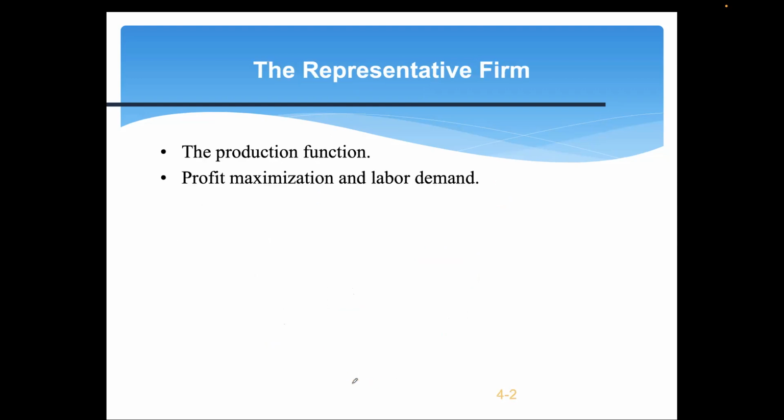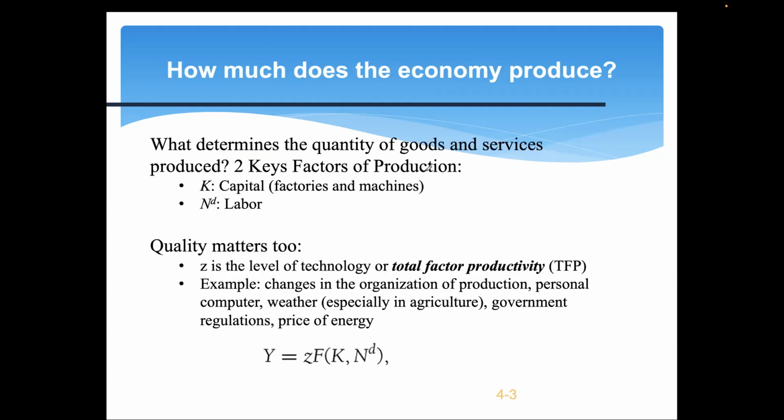Now let's look at the firm's behavior. In terms of the firm side, there are two things we need to understand. One is their production function, because that's what the firm does. And then we'll look at the firm's objective, which is they are going to maximize profit by demanding labor. Now let's start with how the economy produces, or in other words, how production happens.